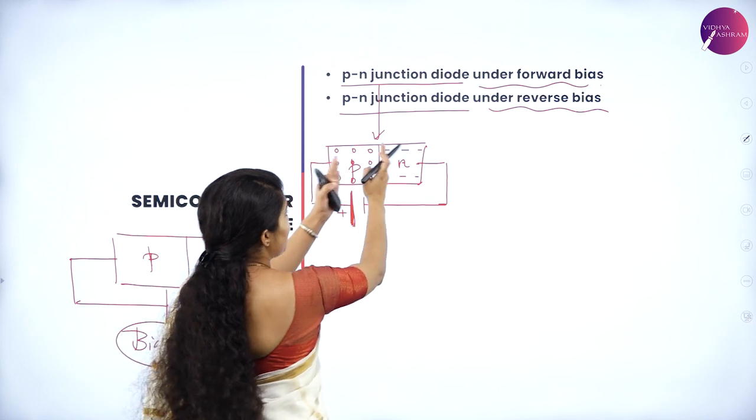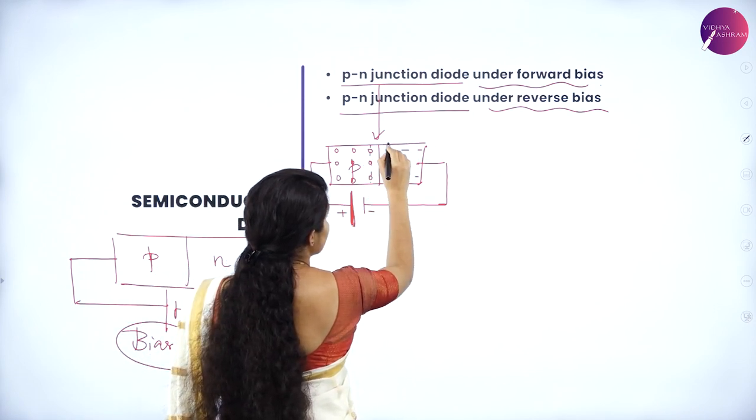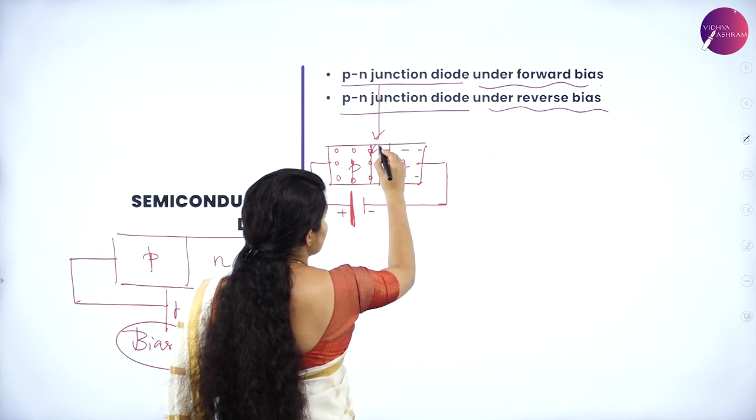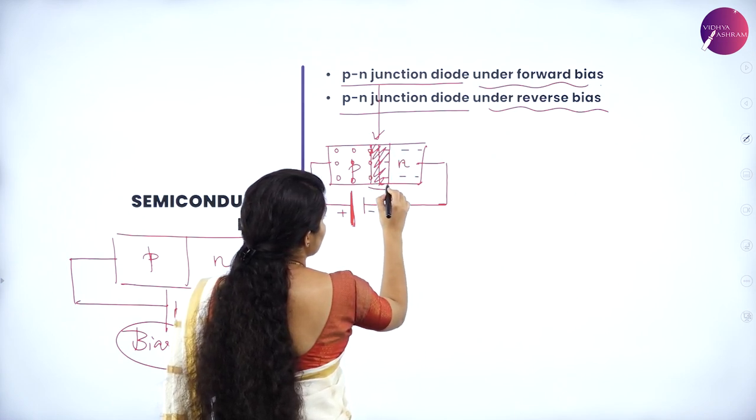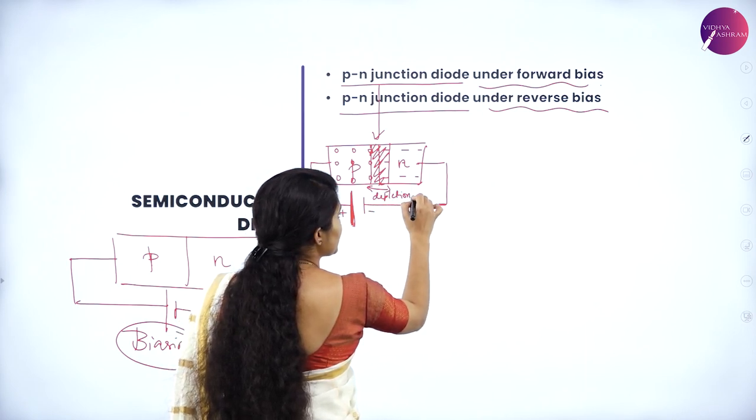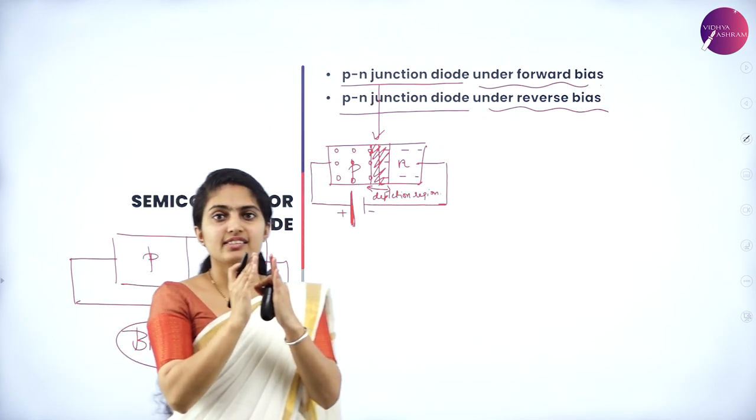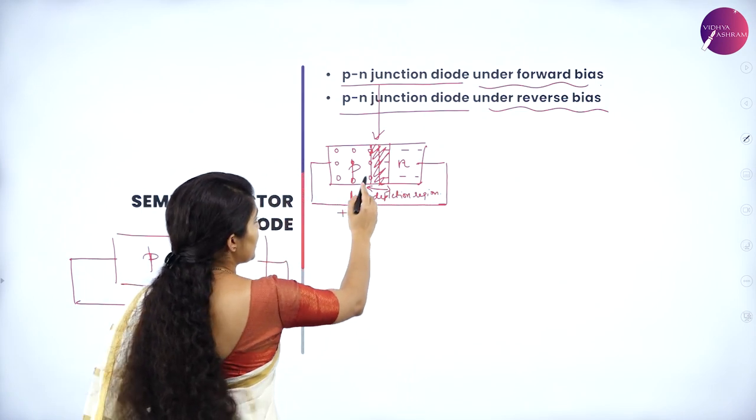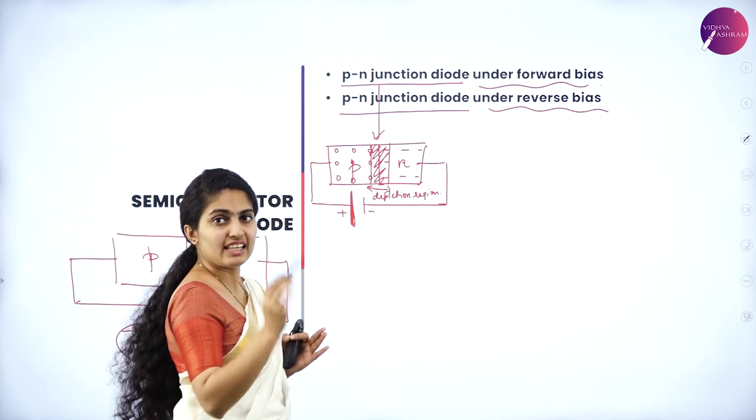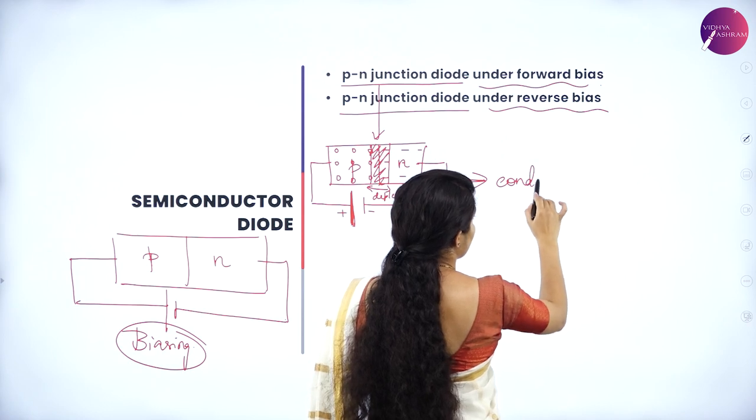Because of which the depletion region shrinks. There is a certain region called the depletion region. This depletion region becomes very much less. So this region shrinks, because of which the jumping of the electrons is easy and it conducts current.